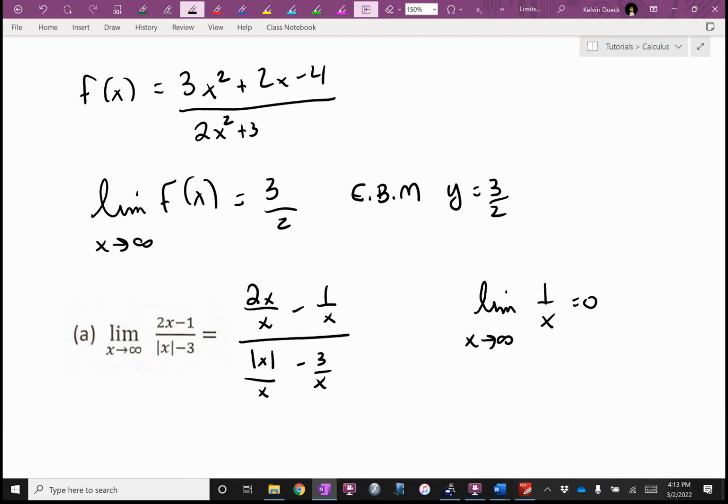Okay? Why is that nice? What's the limit of 1 over x as x approaches infinity? Gonzo. This is the proof. I was just saying we can ignore them. This is the proof of why you can ignore those numbers. Gonzo. Okay?